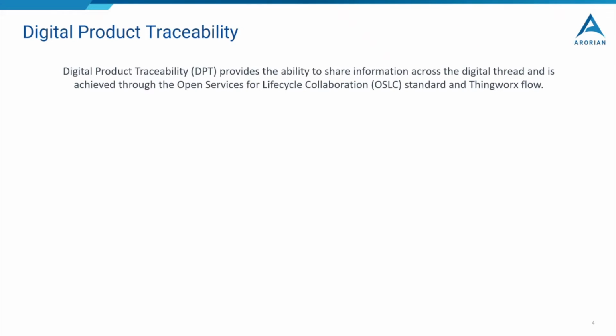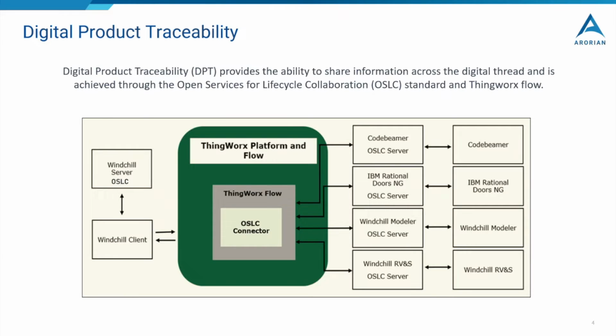So digital product traceability. Let's start with a question. How can companies seamlessly share their product development information across the digital thread? The solution from PTC is digital product traceability. For example, in Windchill, you can create a trace link between a Windchill part and an external resource from systems such as Codebeamer, RV&S, Modeler, and IBM DOORS. This is achieved through ThingWorx Flow and OSLC. OSLC is an open standard that defines a specification which supports integrating different software systems.